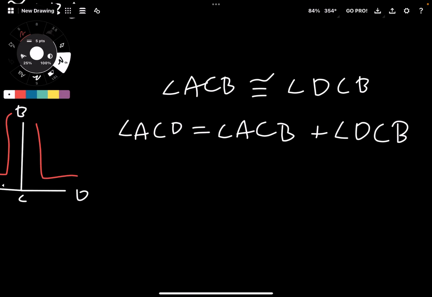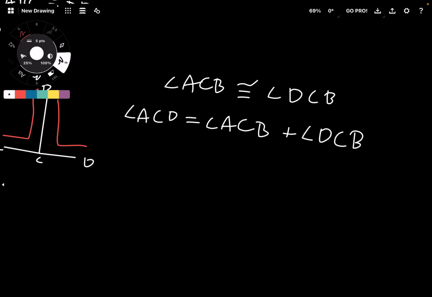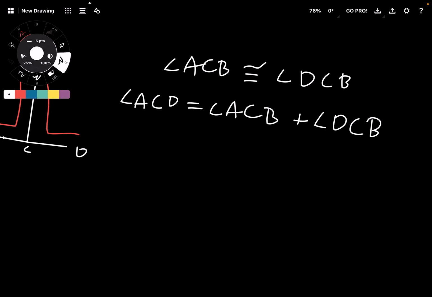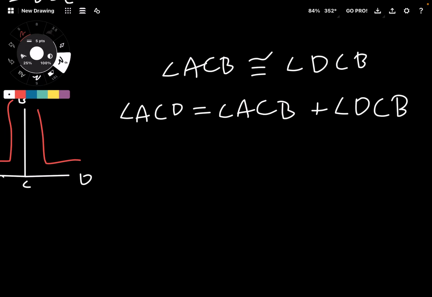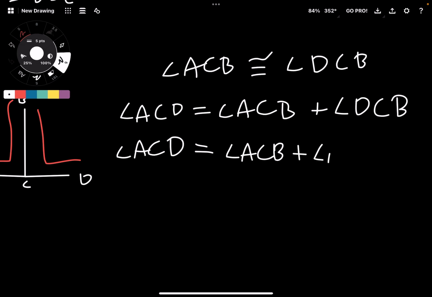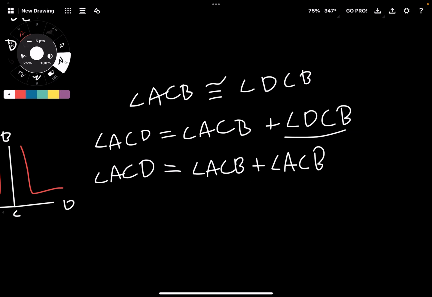Now, when two triangles are congruent, that means they're the same in size, shape, measurement, everything. They're the same. They're congruent. So since we have that information, we could just replace DCB with ACB because they're the same in this example. Angle ACD is equal to angle ACB plus angle ACB again. As you can see, I replaced DCB with ACB because they're the same.